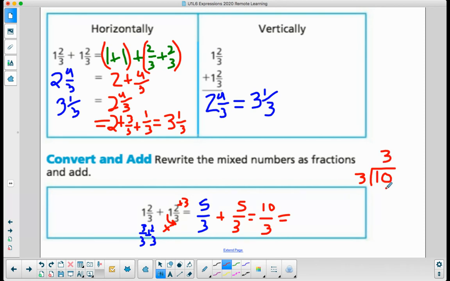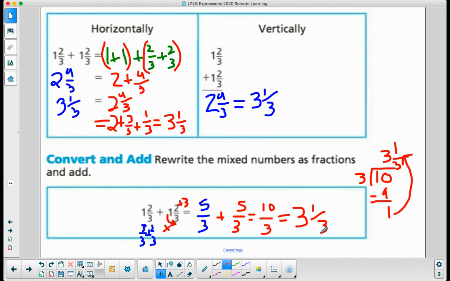3 multiplied by 3 is 9. And when I subtract, I have 1 left. That 1 was part of my 10, which was my numerator, and the size of the pieces were thirds. So I have 1/3 left. 3 1/3.